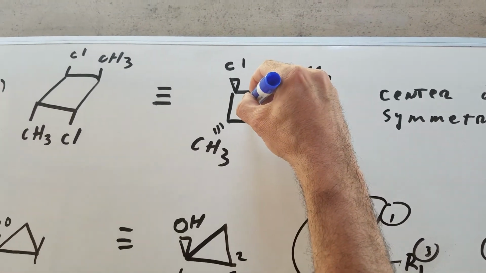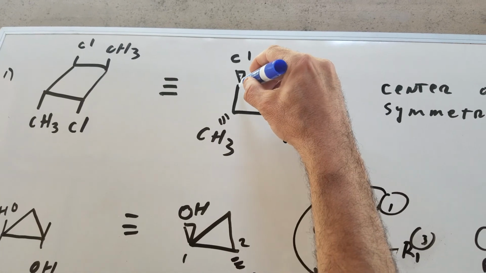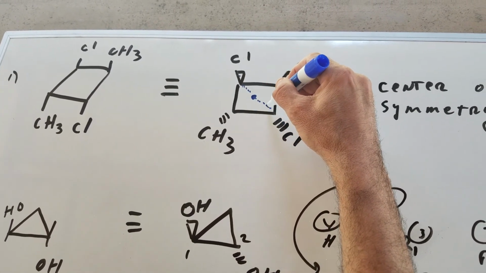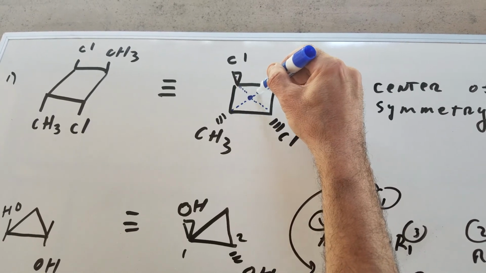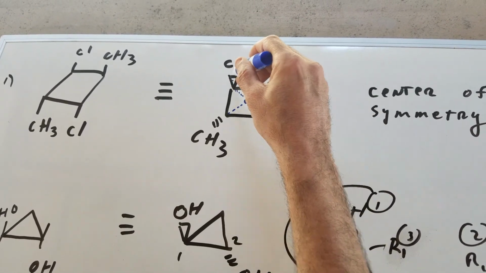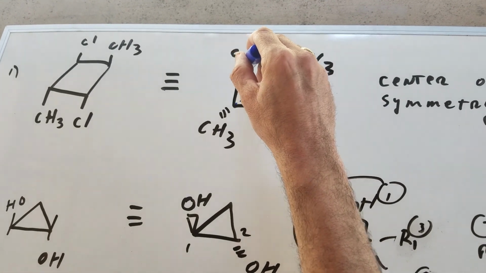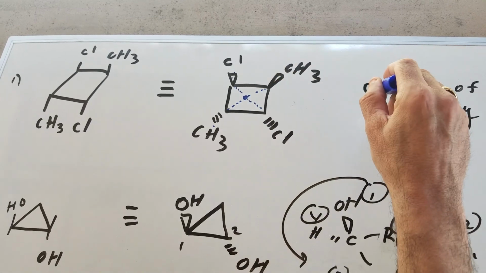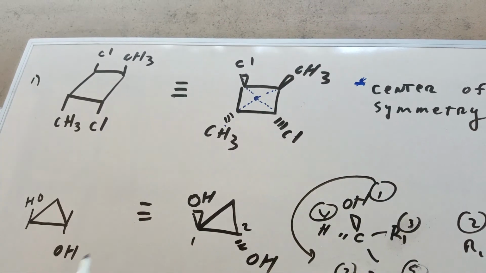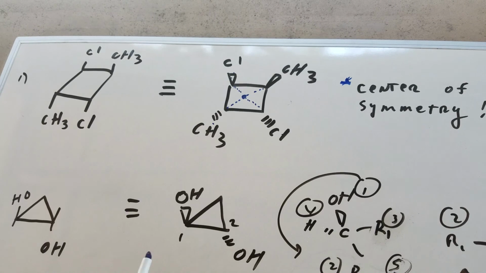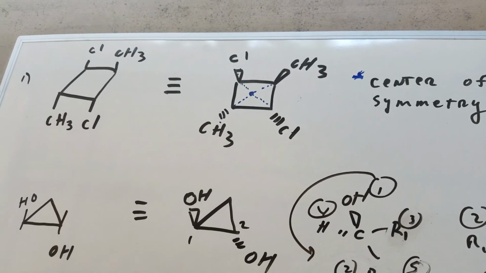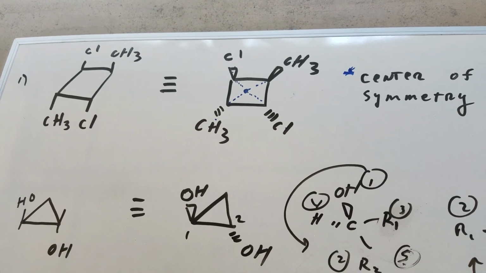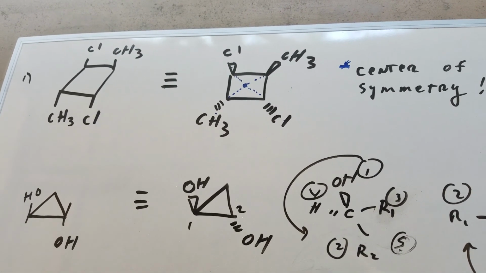Now, if you put a single dot in the middle here, you can see that this dot is equidistant from this point, this point, this point, and this point, and these are going in opposite directions. In other words, this is going up, this is going down, this is going down, this is going up, and therefore it doesn't have a plane of symmetry, but we call it a center of symmetry, and that makes it optically inactive. So be careful if you ever see a compound with a center of symmetry. Usually a plane of symmetry is a lot easier to spot.